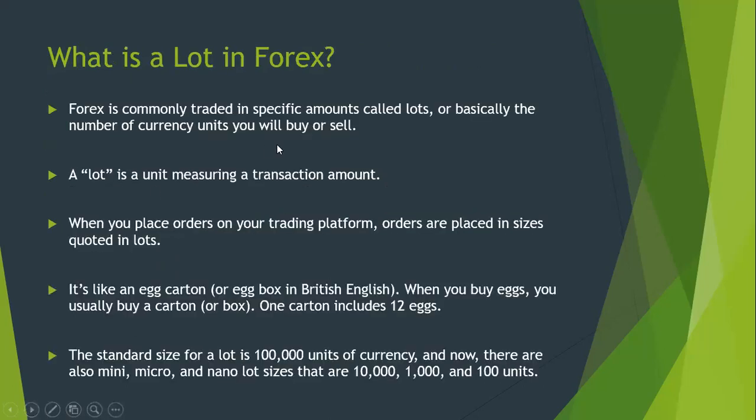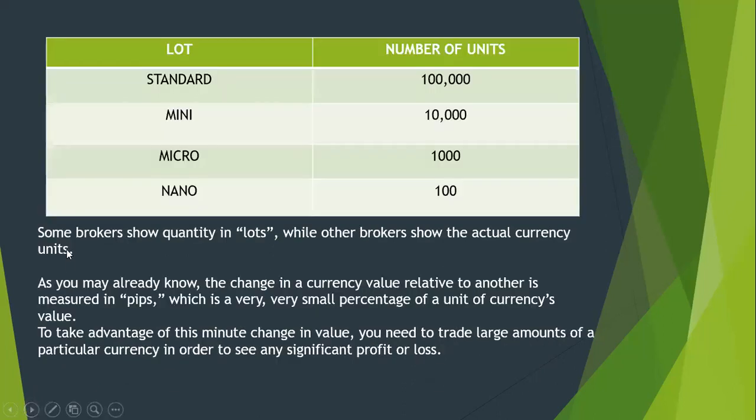Okay, what is a lot in Forex? Forex is commonly traded in a specific amount called lots, or basically the number of currency units you will buy or sell. A lot is a unit measuring a transaction amount. When you place an order on a trading platform, orders are placed in sizes quoted in lots. It's like an egg carton. This is the concept that explains we don't buy a single quantity, we buy in a unit quantity. You don't buy only €1. We are buying a quantity of euro in order for Forex markets to move.